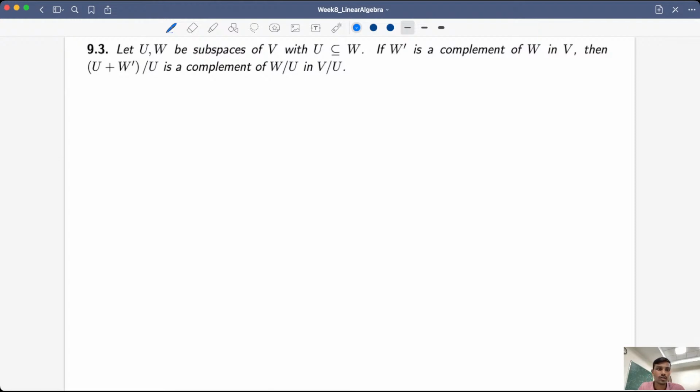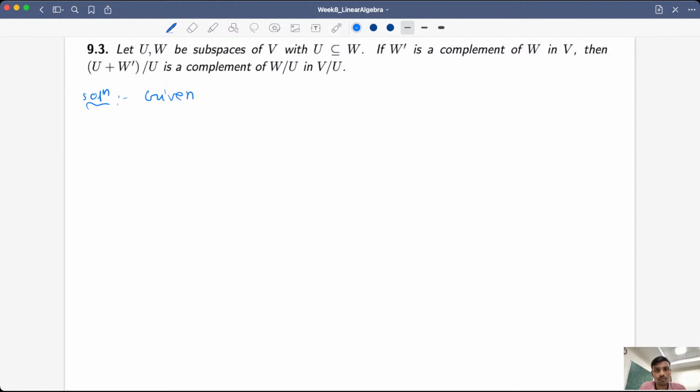Okay, and then you need to show that u plus w prime is a subspace and obviously contains u, so that it is a complement of w mod u in v mod u. What we are given is u contained in w, so I can think of u as a subspace of w also. Then w mod u is well defined in that sense, and w prime is a complement.